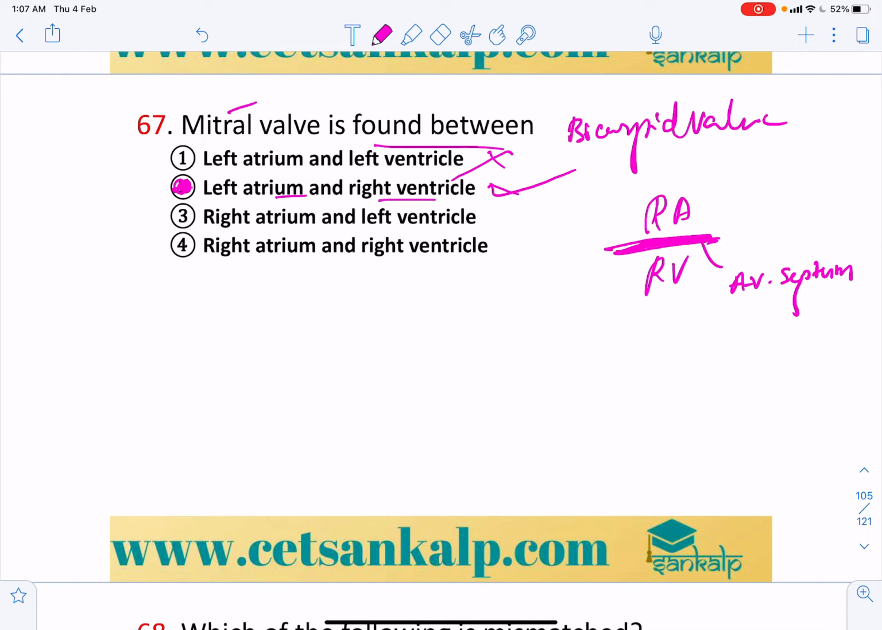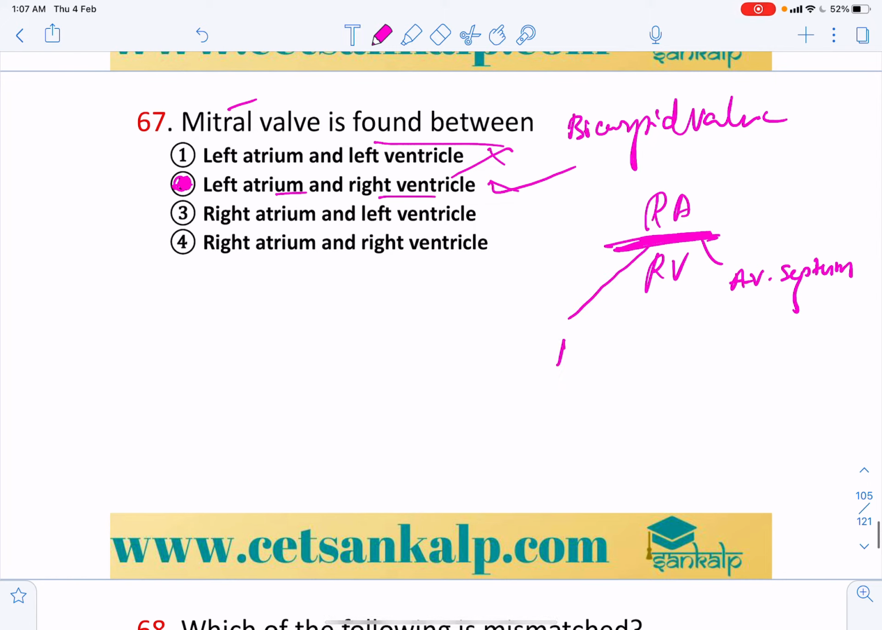Mitral valve, here is a tricuspid valve. That is the tricuspid valve. That is not the left atrium and right ventricle, that is also wrong. Right, they are asking about the bicuspid valve. This is also wrong. So the bicuspid valve is present between the left atrium and left ventricle.